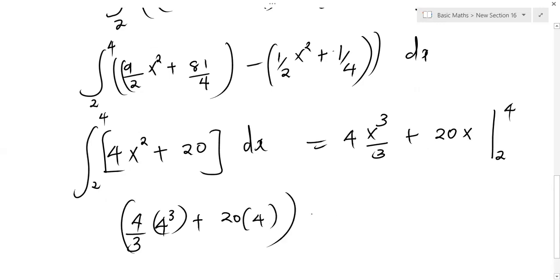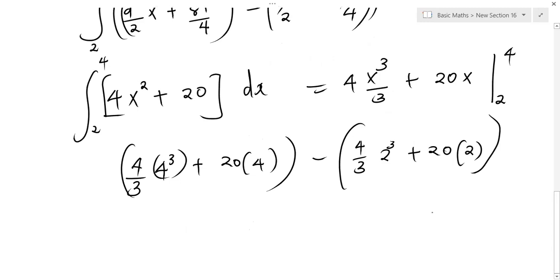All this minus 4 over 3. Instead of x, I'll put 2 cubed plus 20. Instead of x, I'll put 2. Then we evaluate that and get our answer. So basically, that's how we go about a double integral. Start with whatever is inside, then proceed to whatever is outside. So you can easily evaluate this to get your answer.